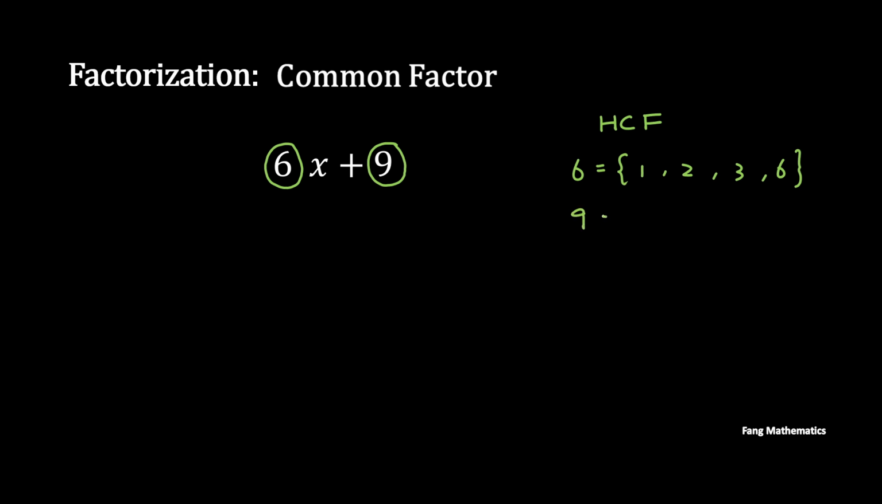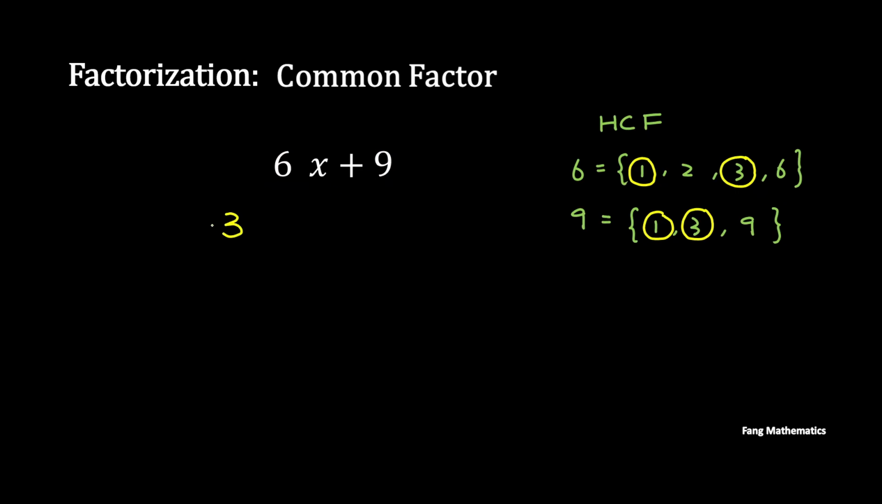And let's look at 9. 1 times 9 and 3 times 3. You have 3 factors for 9. We are to look for the factors in common and take the highest one. So 1 in common and 3 in common. So we are to take 3 as the highest common factor. So 3.